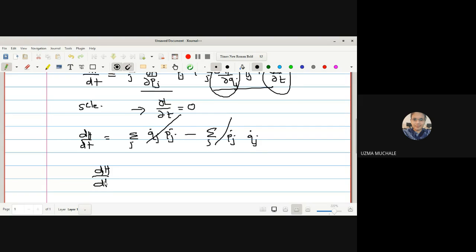So I can get dh by dt equal to 0. If I integrate this with respect to t, the value h is a constant of motion.